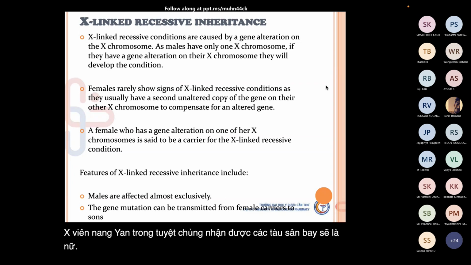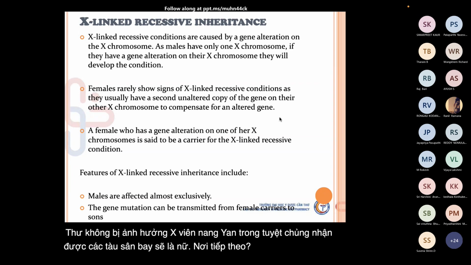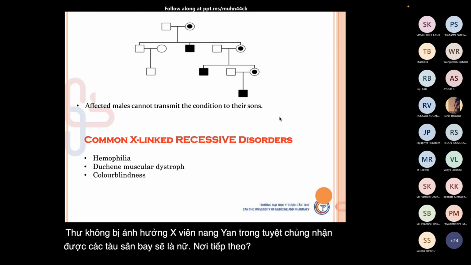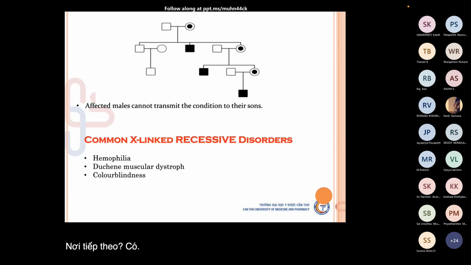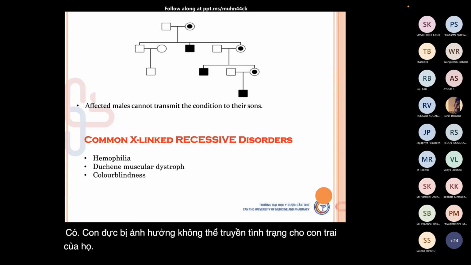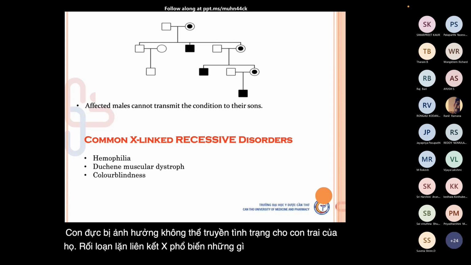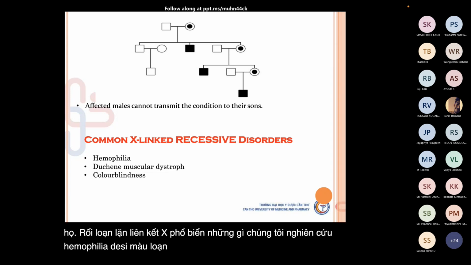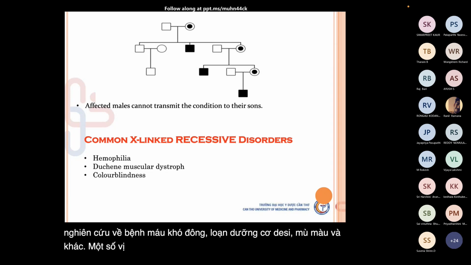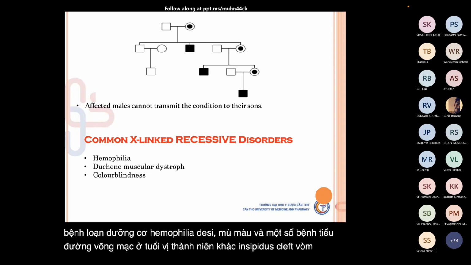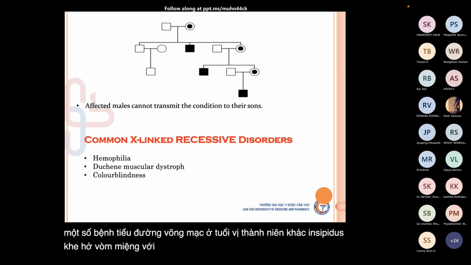Now, next slide. Affected males cannot transmit the condition to their sons. Common X-linked recessive disorders that we study: hemophilia, Duchenne muscular dystrophy, colorblindness, and some others such as juvenile retinoschisis, nephrogenic diabetes insipidus, and cleft palate with ankyloglossia. But we study about hemophilia, Duchenne muscular dystrophy, and colorblindness now. Ma'am, next slide.